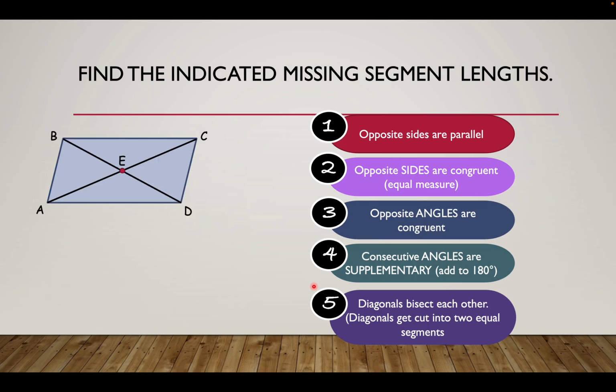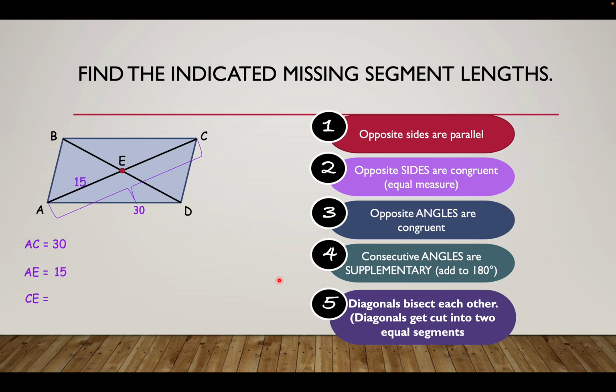Now we're dealing with diagonals. So when I see diagonals, I know it's property 5. If AC equals 30, find AE and CE. Well, if we cut 30 in half, AE is 15, CE would also be 15.